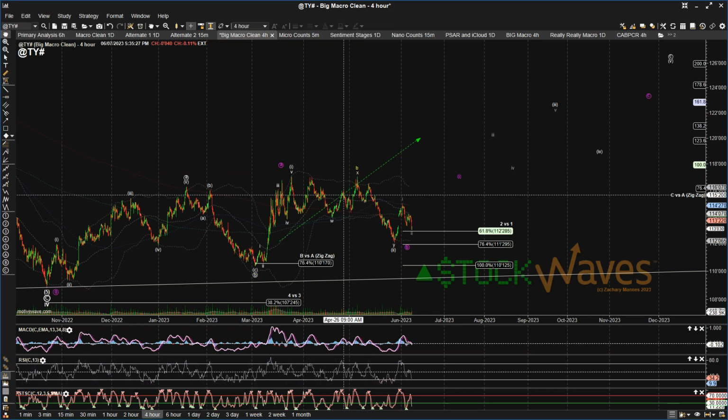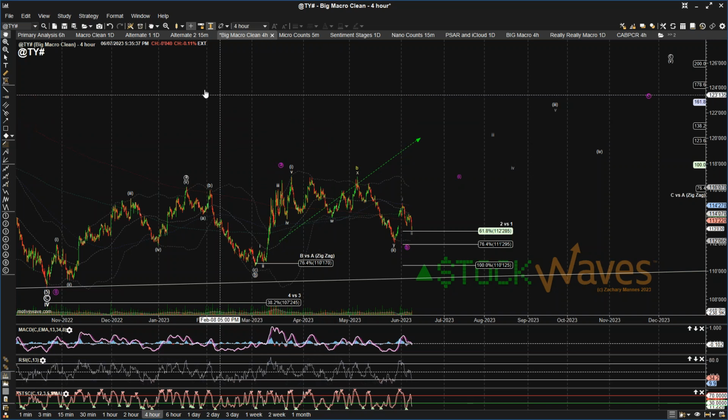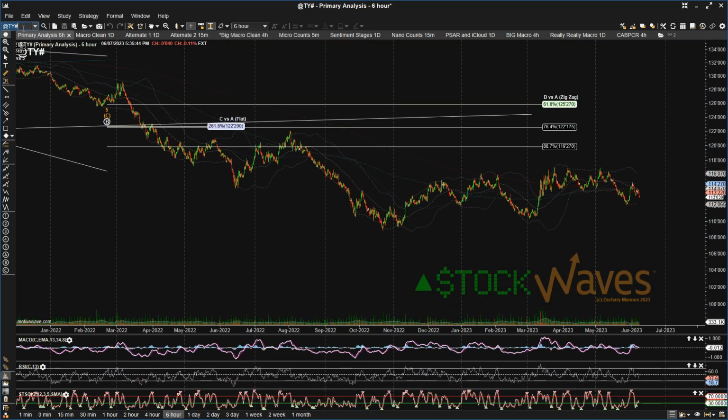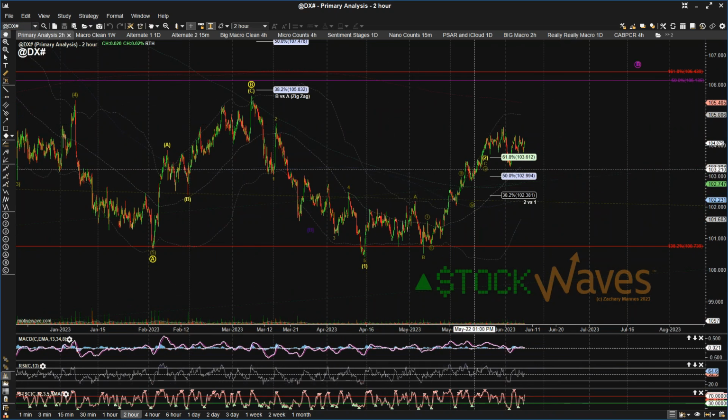Obviously, if you're trading TLT, then you do want to pay attention to TLT. If you just are more concerned about the overall movement of bonds, then maybe pay a little bit more attention to the 30-year Treasury. All right, what are we missing? We should probably take a look at the dollar. I haven't looked at the dollar in a while.